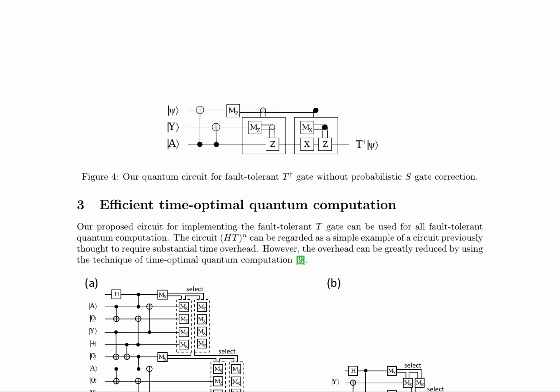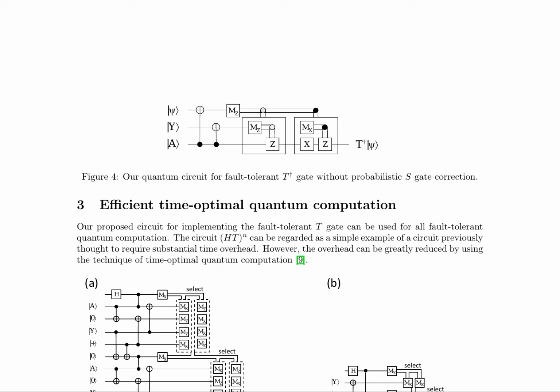The authors propose an efficient quantum circuit for fault-tolerant T-gate implementation without probabilistic S-gate correction, as shown in Figure 4. This circuit can be used for all fault-tolerant quantum computations, reducing the substantial time overhead previously thought to be required. A comparison with the previous known circuit for fault-tolerant HT-N is presented, highlighting the proposed circuit's advantages.